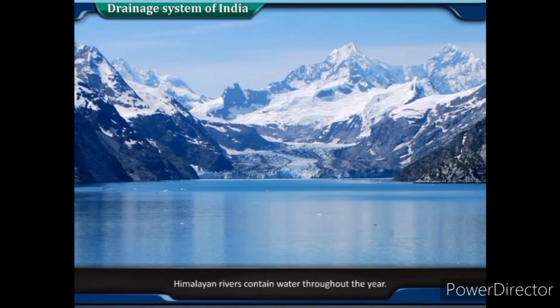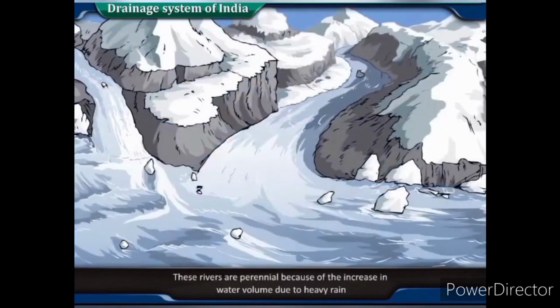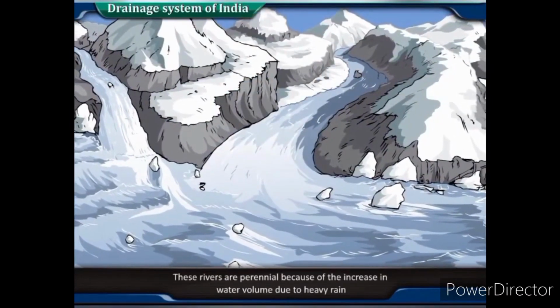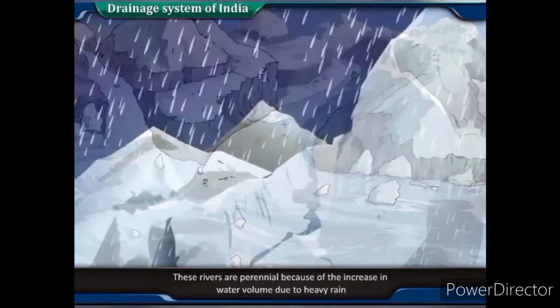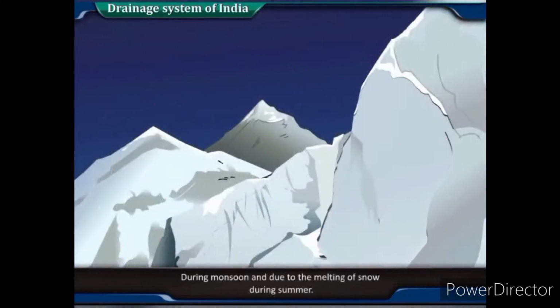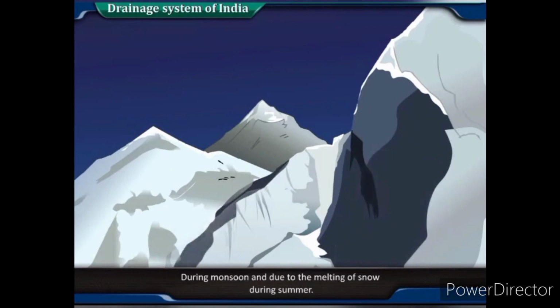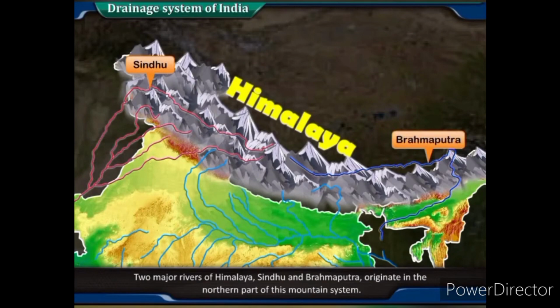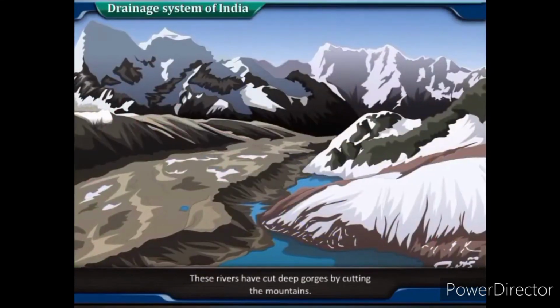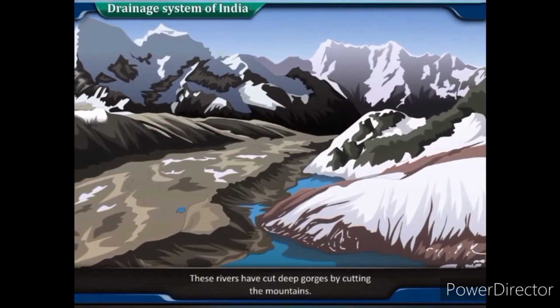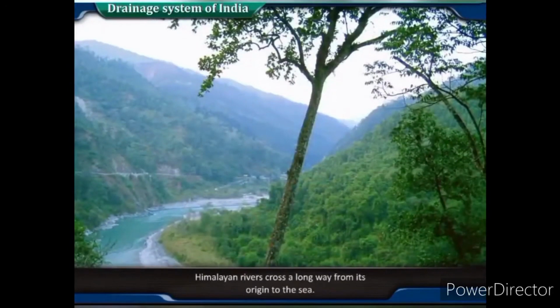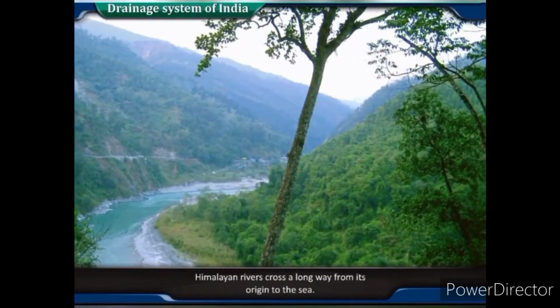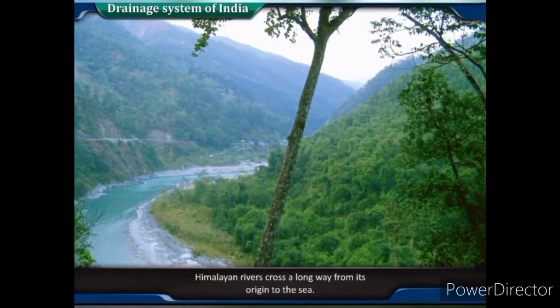Himalayan rivers contain water throughout the year. These rivers are perennial because of the increase in water volume due to heavy rain during monsoon and due to the melting of snow during summer. Two major rivers of Himalaya, Sindhu and Brahmaputra, originate in the northern part of this mountain system. These rivers have cut deep gorges by cutting the mountains. Himalayan rivers cross a long way from its origin to the sea.